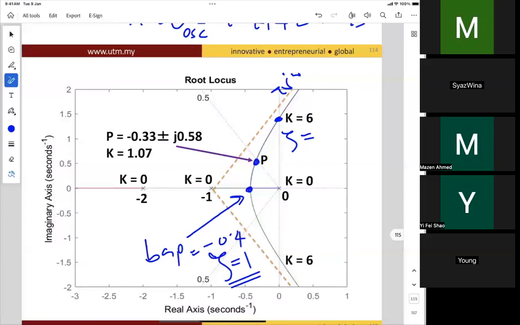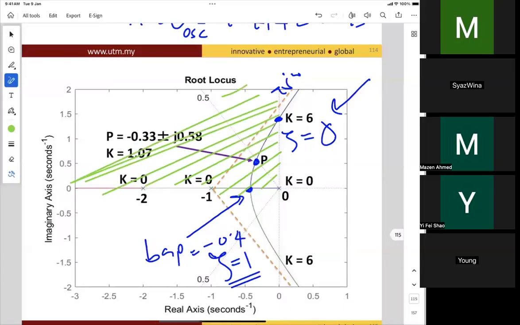What is the value of zeta at K equal to 6? 0, correct. And the zeta value at breakaway point is 1. So therefore, the green area here, we call it as underdamp region.